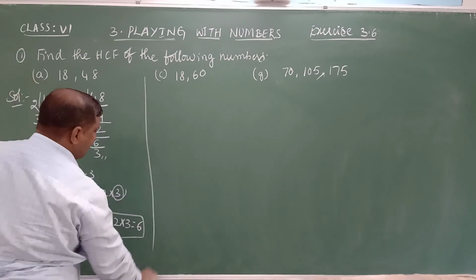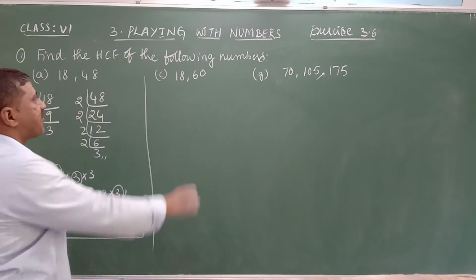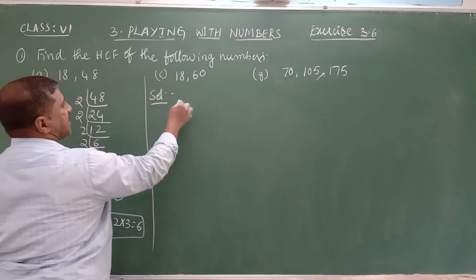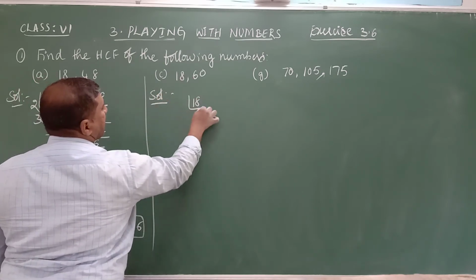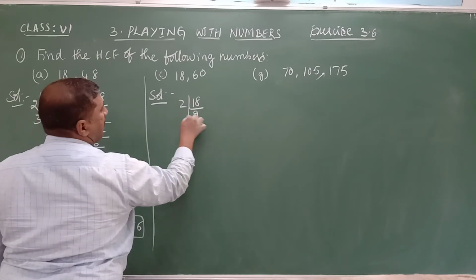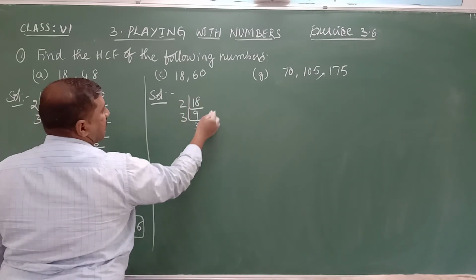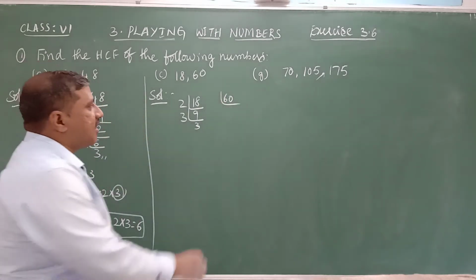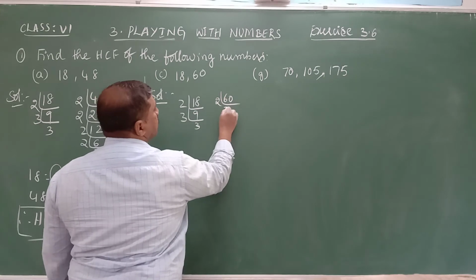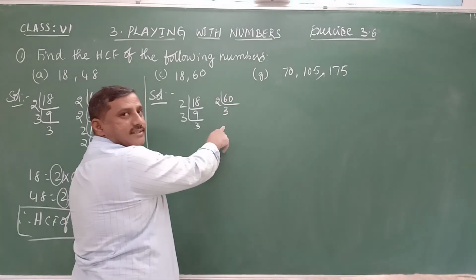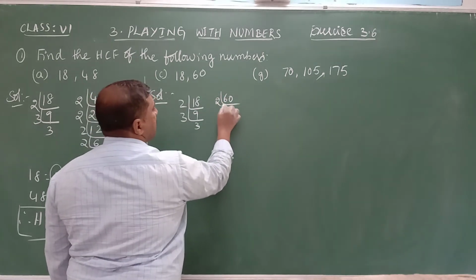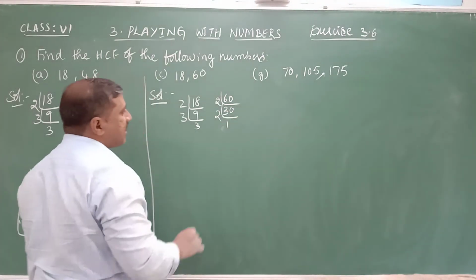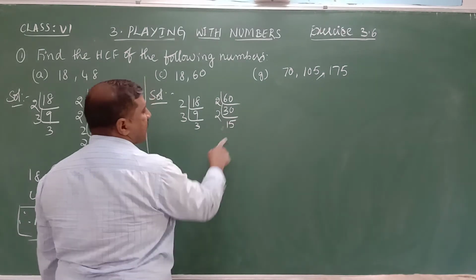Now this is 18 and 60. See it. So write the prime factors of 18 and 60. So we wrote already for 18: 2 nines are 18 and 3 threes are 9. So similarly 60, the prime factors of 60, it is an even number, so it is divisible by 2. 2 threes are 6, 6 minus 6 is 0, bring 0, 2 zeros are 0. 2 ones are 2, 3 minus 2 is 1, bring 0, 10, 2 fives are 10. 15 we got.